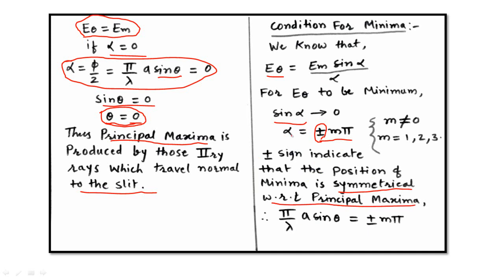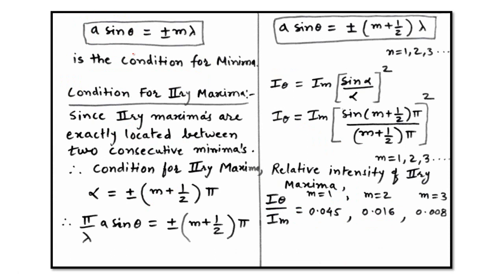So let us substitute here the value of alpha. So alpha is pi by lambda into a sin theta. So this pi by lambda into a sin theta is equal to plus minus of m pi. So we can cancel out this pi from both sides, and hence we can write finally the condition for minima as a sin theta is equal to plus minus of m into lambda. So this is the condition for minima, which is very important.